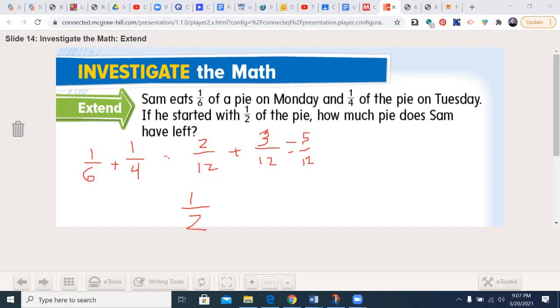So now I can figure out how much pie is left. 1/2 minus 5/12. What will be the least common denominator? Well, 2 goes into 12, right? They're both even numbers. So let's keep it at 12. How many times does 2 go into 12? 2, 4, 6, 8, 10, 12. 6 times. 6 times 1 is 6. Now I can subtract. 6 minus 5 is 1. We'd keep the denominator. 1/12 is how much pie Sam has left.